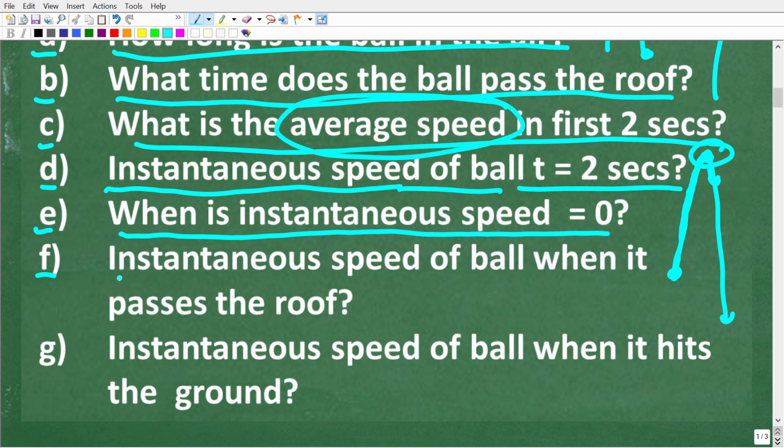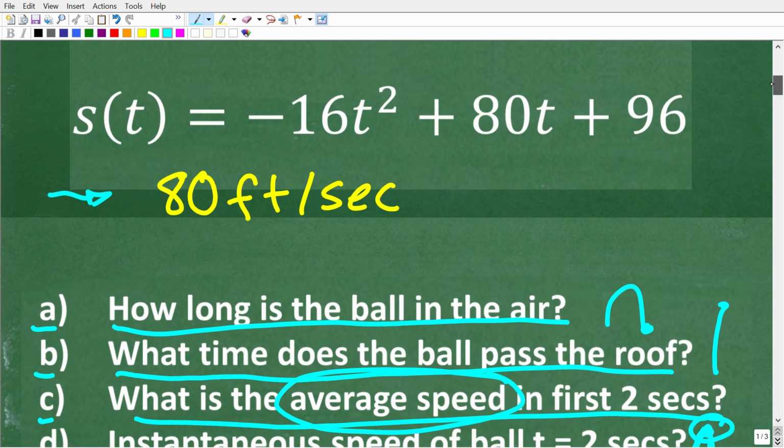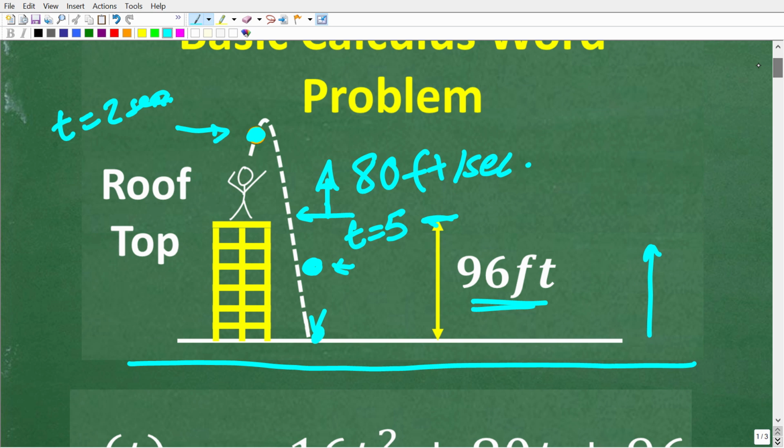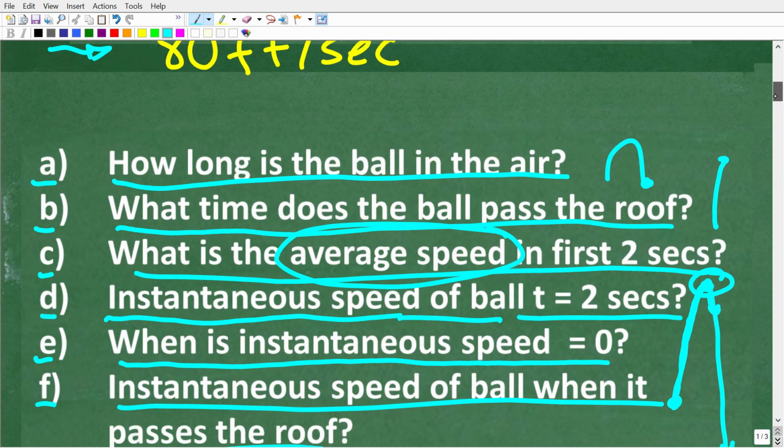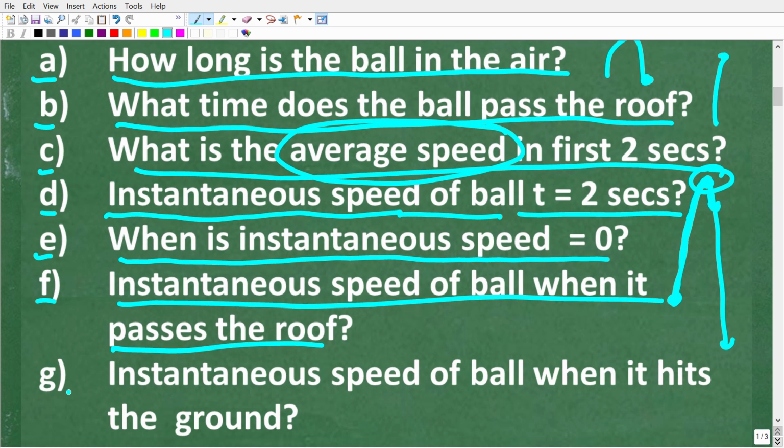All right, so the next question is, what is the instantaneous speed when the ball passes the roof? We're going to determine the time this occurs and also how fast the ball is going at that precise moment when the ball is passing the roof. And then our last question is, what is the instantaneous speed when the ball hits the ground?